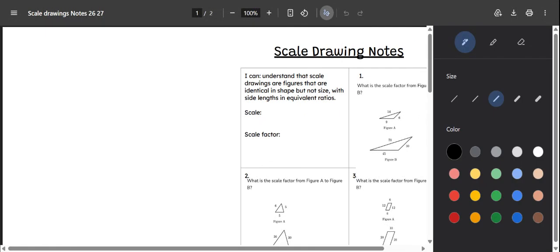Hey mathematicians, today we're going to learn about scale drawings. Our learning target is: I understand that scale drawings are figures that are identical in shape but not in size, with side lengths in equivalent ratios. So we've got some vocab we need to know.